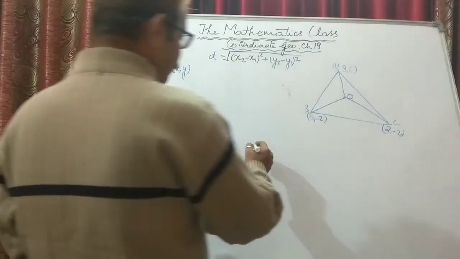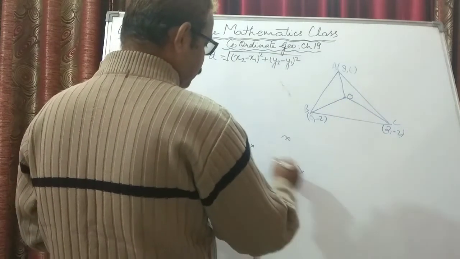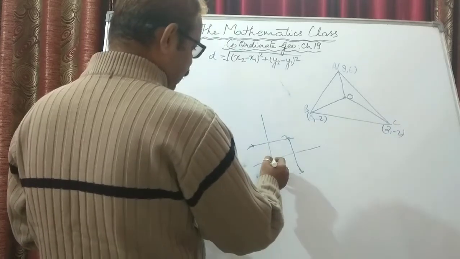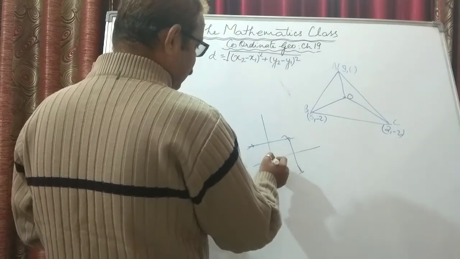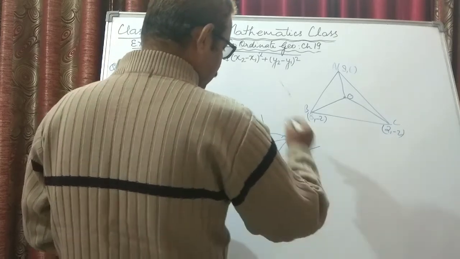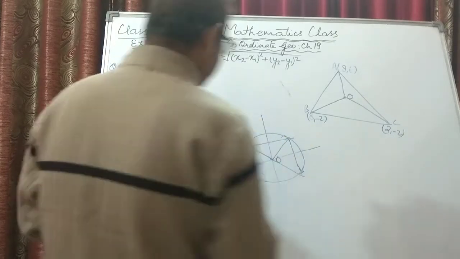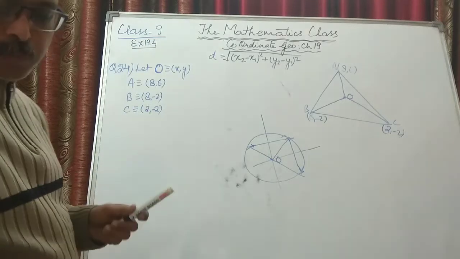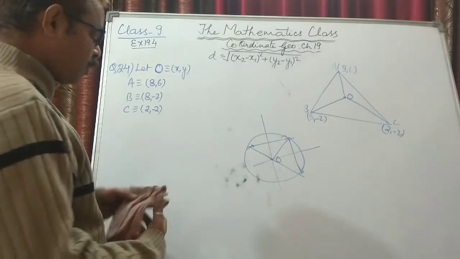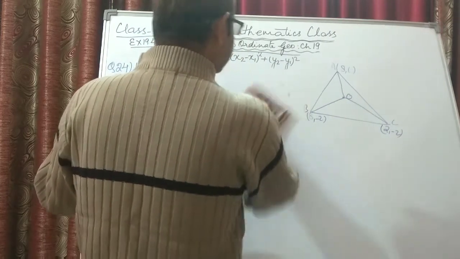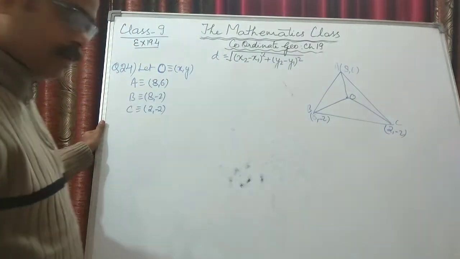How is the circumcenter formed? When there are 3 points, 1, 2, 3 points, the point which lies on the perpendicular bisector is the circumcenter, and this is the radius. So with this radius we draw a circle. So this point is the circumcenter. So here we have taken that O is the circumcenter of the triangle.